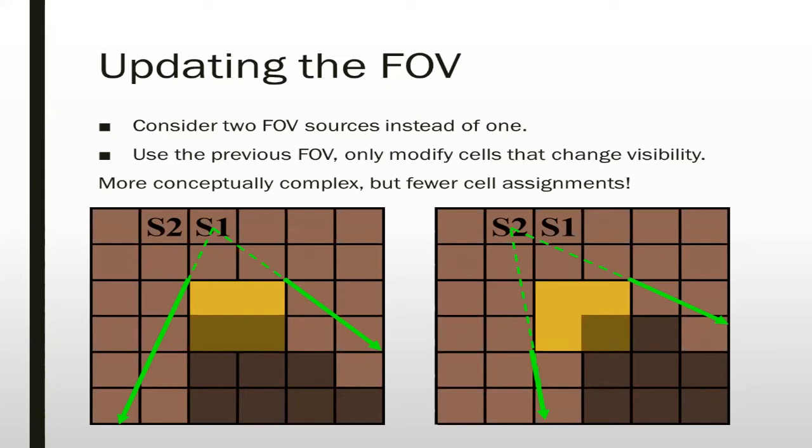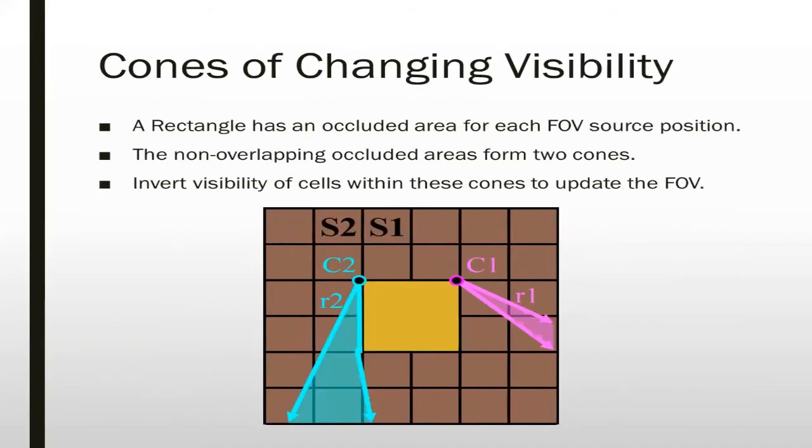In order to determine what space is changing visibility, we use cones of changing visibility. A rectangle will have an occluded area for each field of vision source position, and the non-overlapping occluded areas form two cones. In this figure, we can see the rays cast for each field of vision source. The area that is visible to neither source is behind the cones C1, C2, and the rectangle, and the area within each cone is visible to exactly one FOV source. If we invert the visibility of cells within these cones, we will update the field of vision.